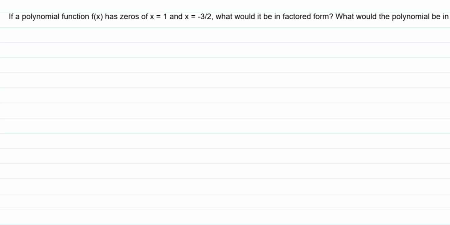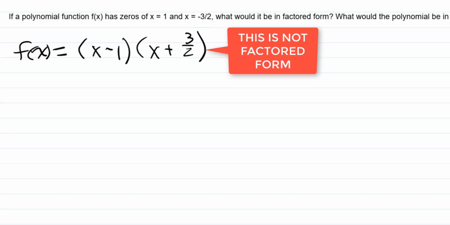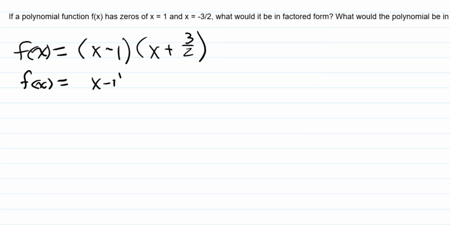So the first thing we're going to want to do: f of x is our function, right? So we're going to write that down. One of our factors is going to be x minus 1, but the second factor, this is where you're going to have to be really careful. A lot of people are going to write it like this, x plus 3 halves. And I'm going to tell you now that that's incorrect.